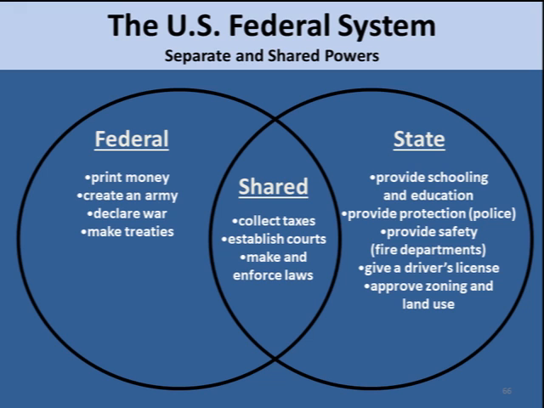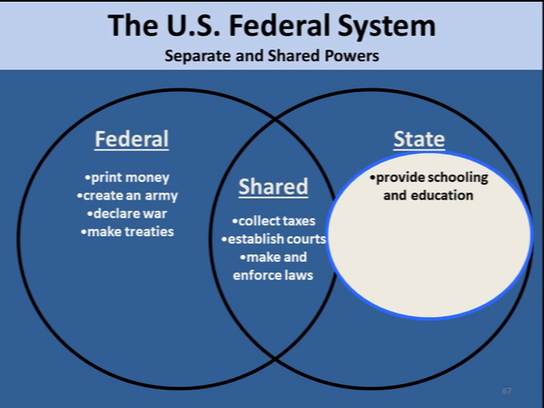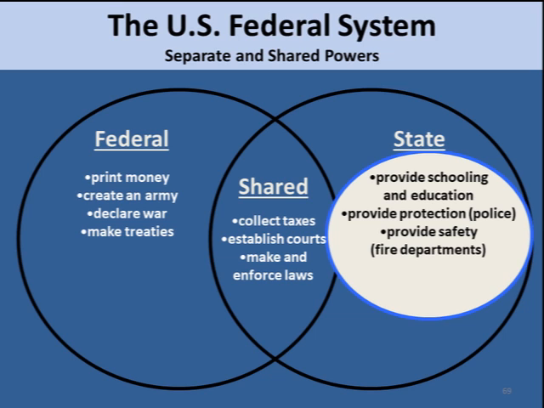Some powers that belong to the states include providing schooling and education, providing protection, and providing safety. Protection is police departments, and safety means fire departments. States also give a driver's license and approve zoning and land use. Zoning and land use determines how land is used. This includes what types of buildings can be built and how they can be used.